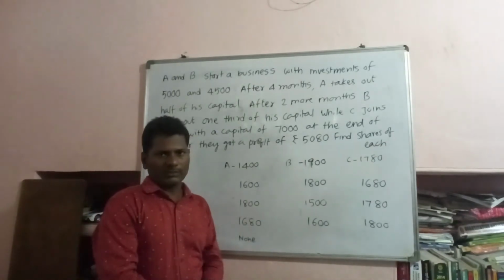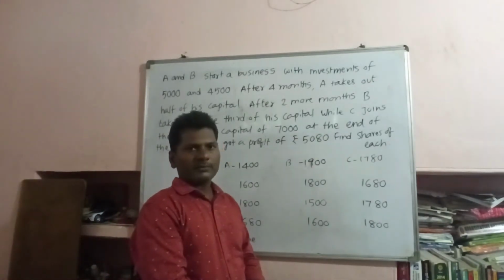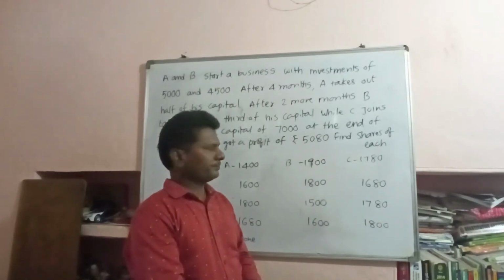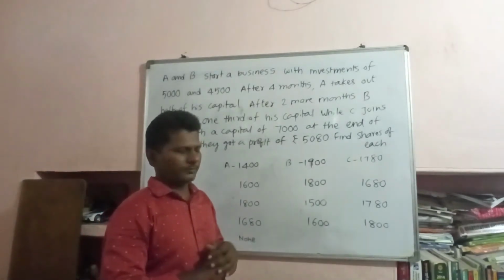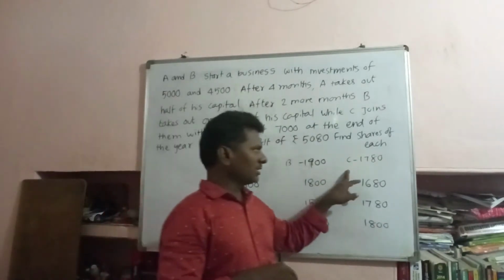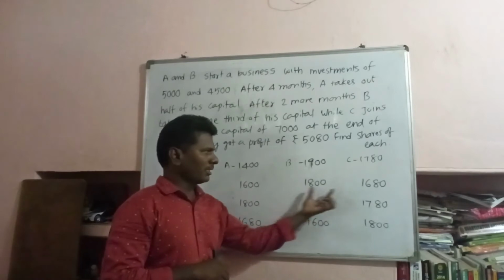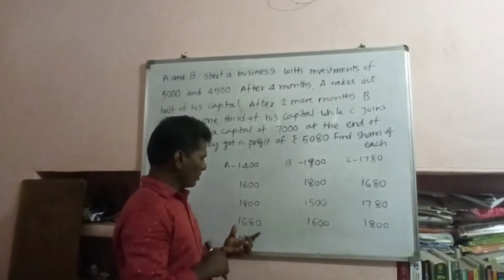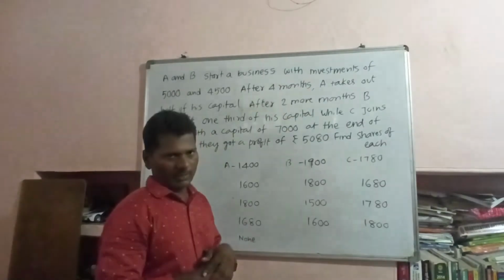To solve this type of question, just remember the secret numbers: 7, 9, 11, 13, 17 and 19. See here, we have to find the shares of each member. First option: A's share is 1400, B's share is 1900, C's share is 1780. Second option: 1600, 1800, 1680. Third option: 1800, 1500, 1780. Fourth option: 1680, 1600, 1800. Fifth option is none of these.